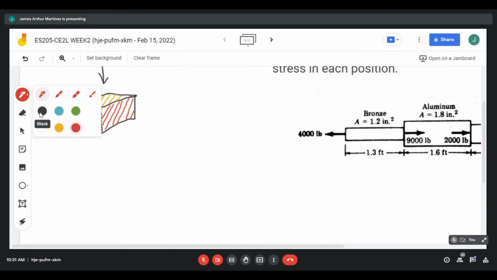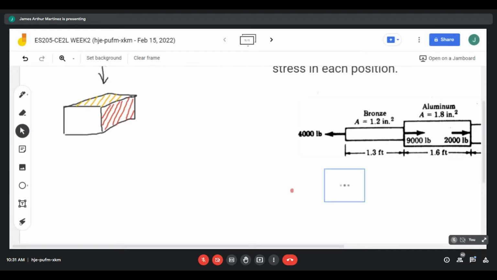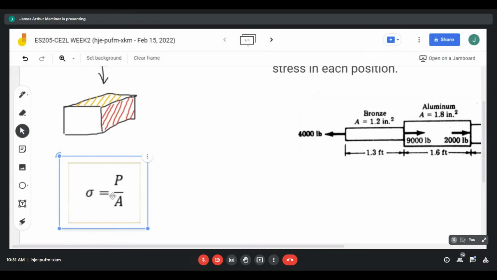Then we have the general formula for stress, sigma is equal to P over A.